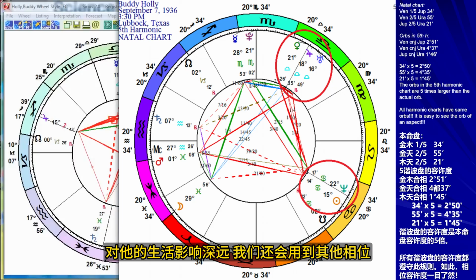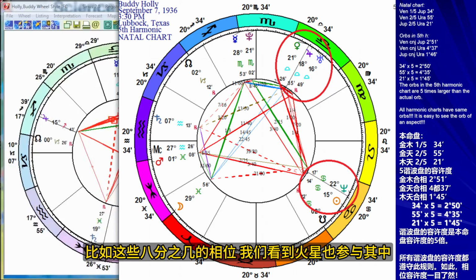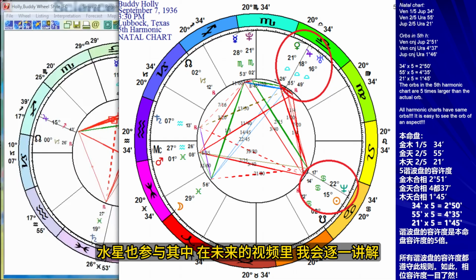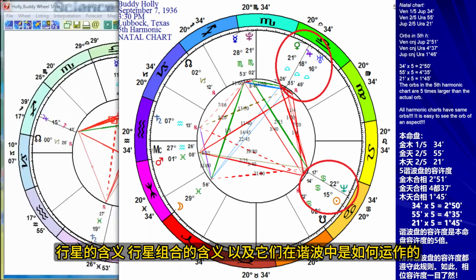And we use other aspects like these eighths, and we see Mars is involved, giving drive and ambition to this whole pattern. And notice this, lines are a little bit thinner, meaning the orb's a little weaker, but still solidly there. Mercury's involved. In future videos, I'll go through the meanings of the planets and the meanings of the pairs and how they work in harmonics.